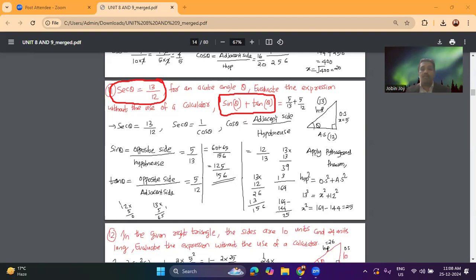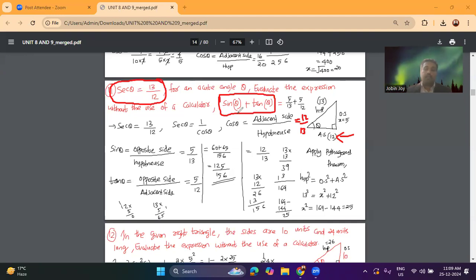Cos theta is equal to adjacent side divided by hypotenuse. So taking the reciprocal of sec theta, it is 12 by 13. That means adjacent side is 12. I will draw a right angled triangle, mark the adjacent side and the hypotenuse. Hypotenuse is 13 and adjacent side is 12.